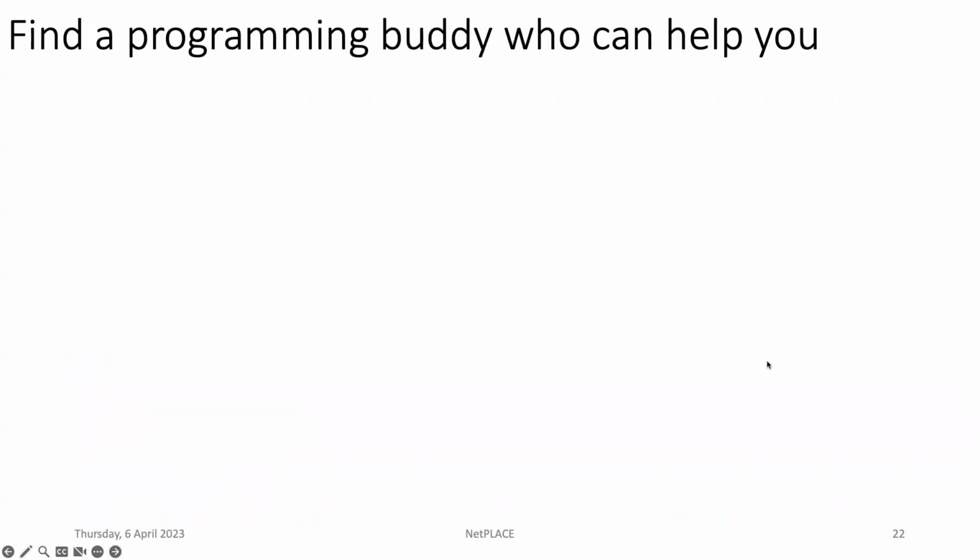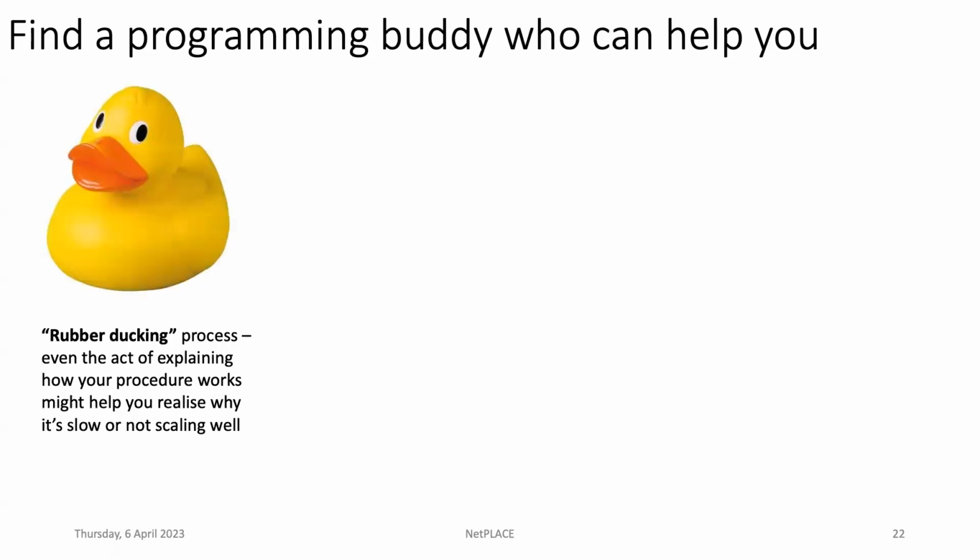Then the second big thing that's been really helpful for the journey, and I would encourage you to do, is find a programming buddy who can help you. Whether that's someone who's in the same boat as you, who's also just starting to write code, or someone who's more experienced than you in programming, it's a very helpful exercise to sit down and go through your algorithm with someone. Have you heard of the phrase rubber ducking?